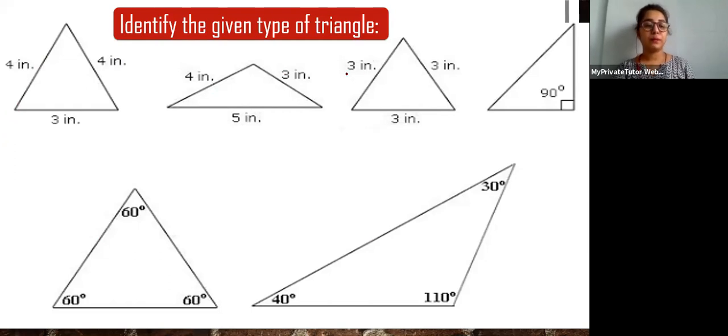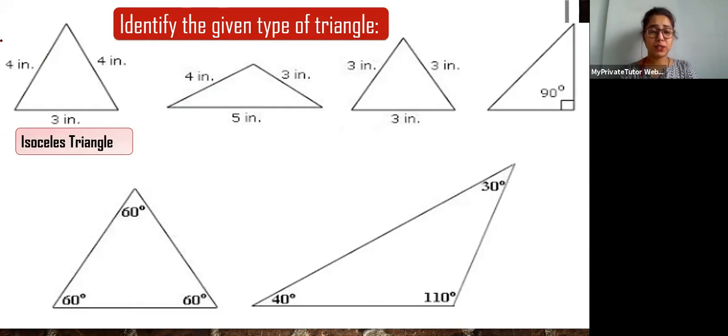So the first one is an isosceles triangle. Now, why is it an isosceles triangle? Because you can see that this side and this side are of 4. That means that both of these sides are equal. So a triangle with 2 equal sides is called an isosceles triangle.